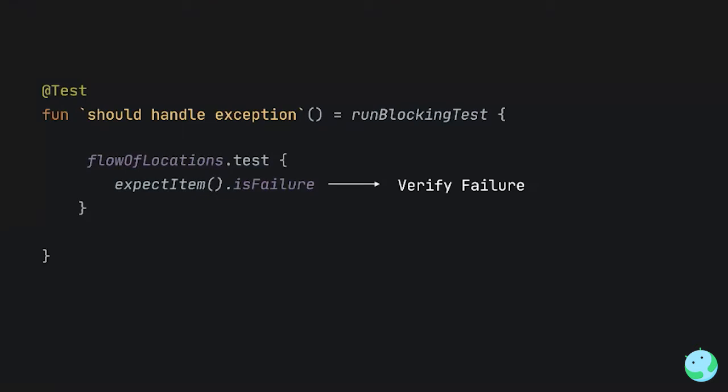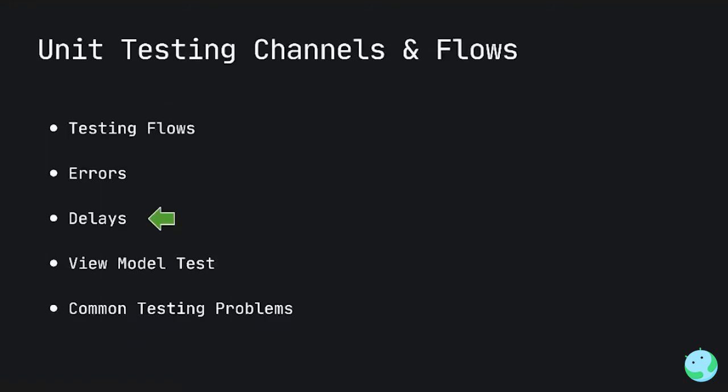Before this test call, you could use Mockito or some form of fakes, and have it so that the flow returns some exception, some error, basically. So that's how you test errors with flows.